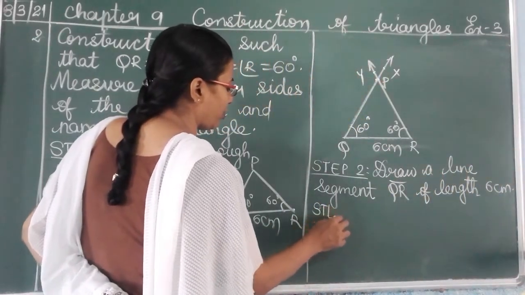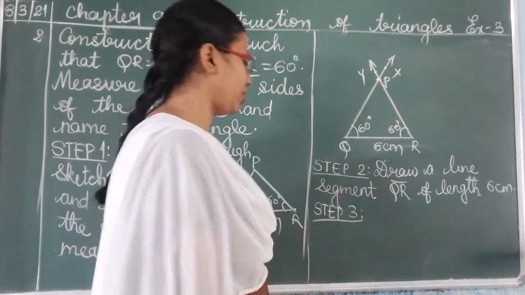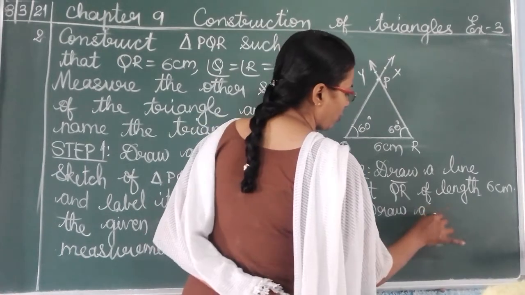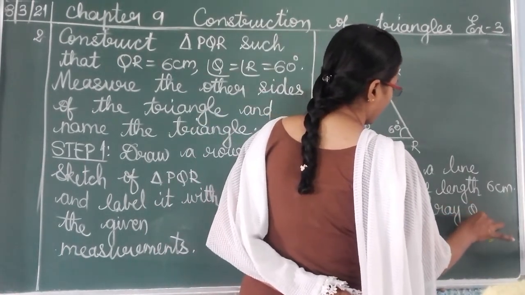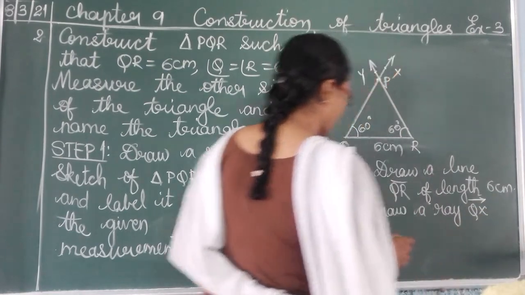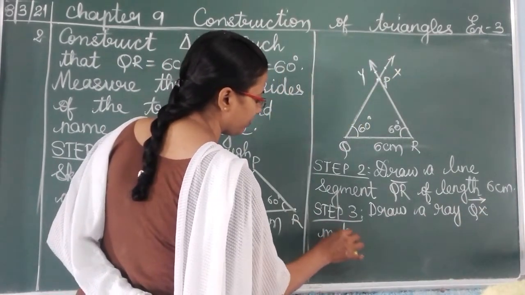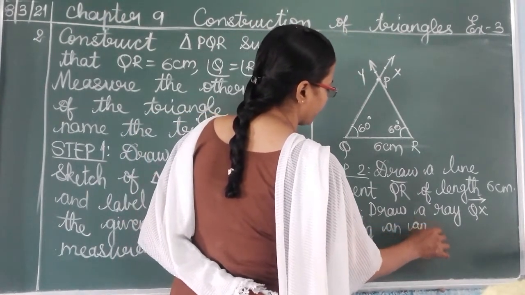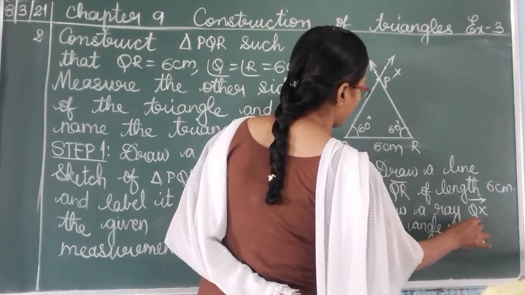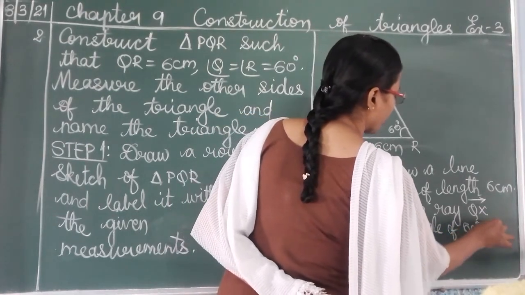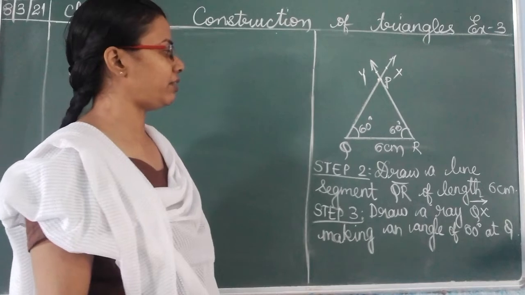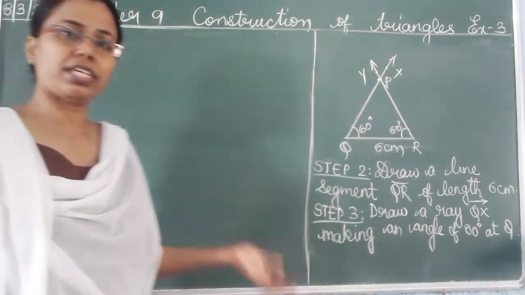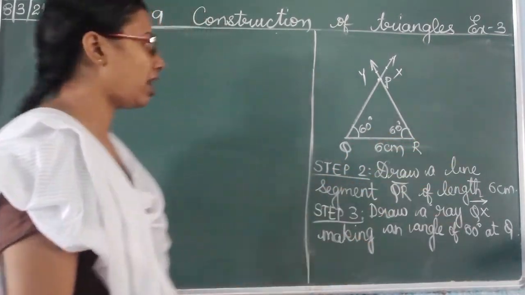Now step 3, what did we do is we have drawn a ray. Draw a ray QX making an angle of 60 degrees at Q. Step 4. What did we do? We have drawn a ray RY such that it is making an angle of 60 degrees at R.